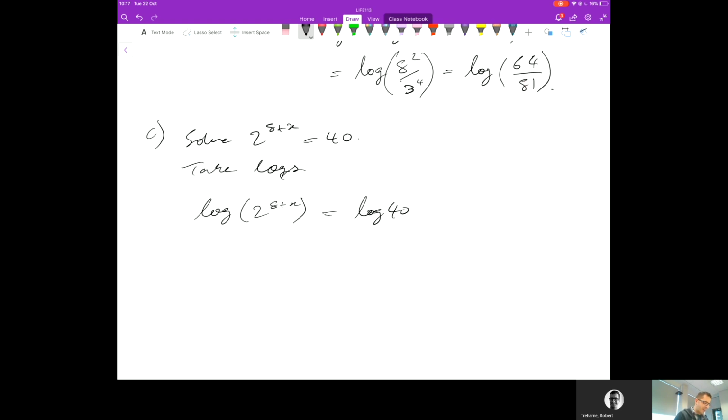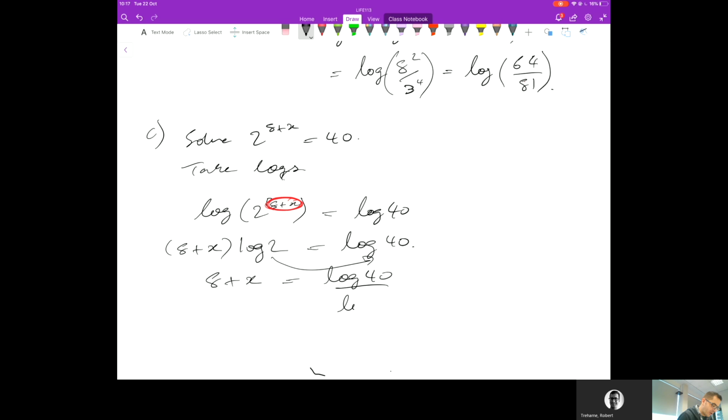Right, now this whole thing is the index here. The whole 8 plus x is the index, so that comes down in front. (8 plus x) log 2, and you've got log 40, okay? Now you can just use your basic rules of algebra. I want to get that x on its own, right? So I'm going to divide both sides by log 2, which is essentially the same as taking this underneath. That's going to be equal to log 40 over log 2.